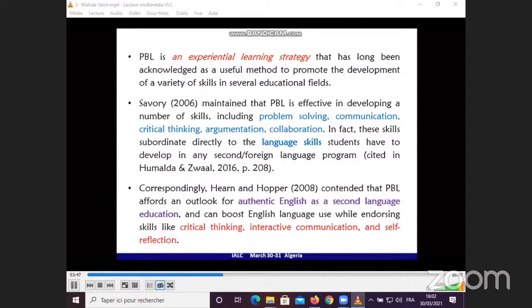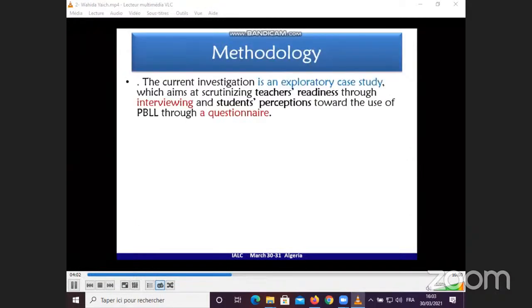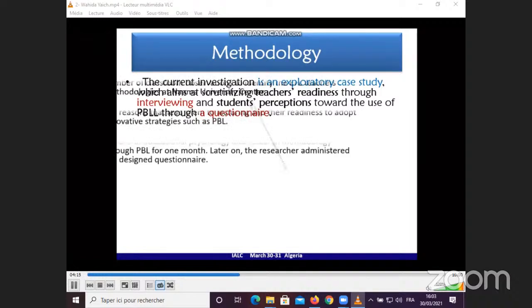Similarly, Hearn and Hooper contended that problem-based learning affords an outlook for authentic English as a second language education and can boost English language use while endorsing skills like critical thinking, interactive communication, and self-reflection. The current investigation is an exploratory case study which aims at scrutinizing teachers' readiness through interviewing and students' perceptions toward the use of problem-based language learning through a questionnaire.